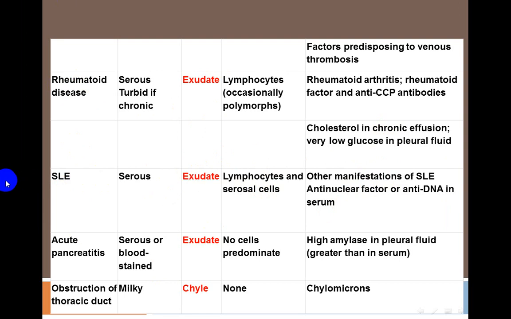Acute pancreatitis is exudative. In obstruction of the chyle, the appearance is milky, with no predominant cells, and the appearance is chylous. The other investigation that helps you is a high concentration of chylomicrons in the pleural fluid.